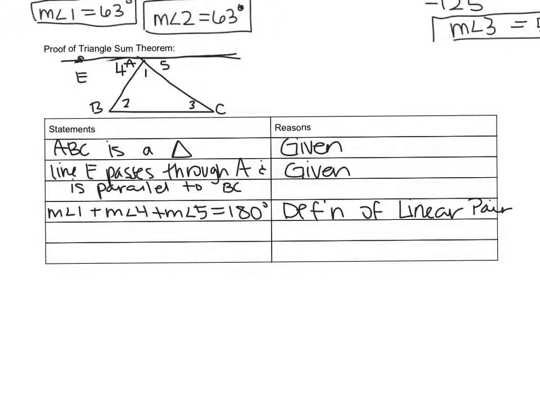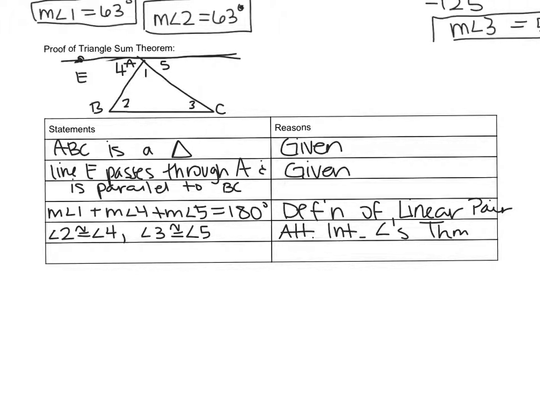The other thing I'm going to use is the fact that line E is parallel to BC. Because E and BC are parallel, I can consider my side AC as a transversal, in which case we would have that angle 2 is congruent to angle 4, and we also have that angle 3 is congruent to angle 5. And the reason behind that would be that they are alternate interior angles, in which we proved that theorem. So alternate interior angles theorem.